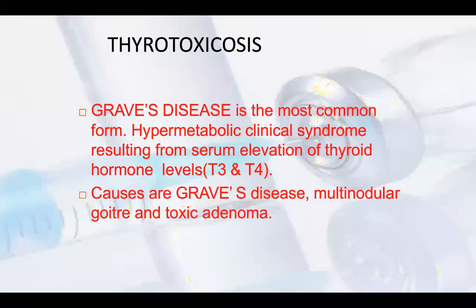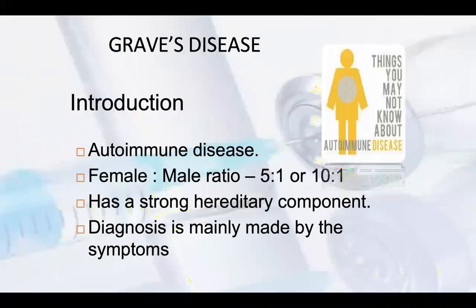Now, thyrotoxicosis. Graves' disease is the most common form, a hypermetabolic clinical syndrome resulting from serum elevation of thyroid hormone levels, T3 and T4. Causes are Graves' disease, multinodular goiter, and toxic adenoma. So what is Graves' disease? It's an autoimmune disease. Female to male ratio is 5 to 1 or 10 to 1. It has a strong hereditary component.